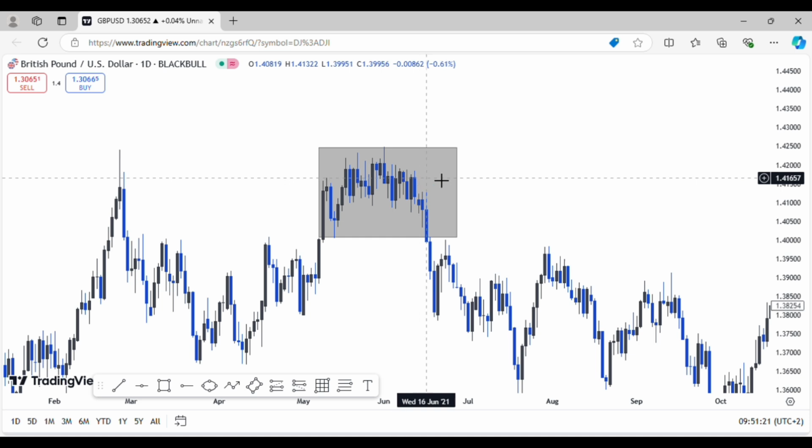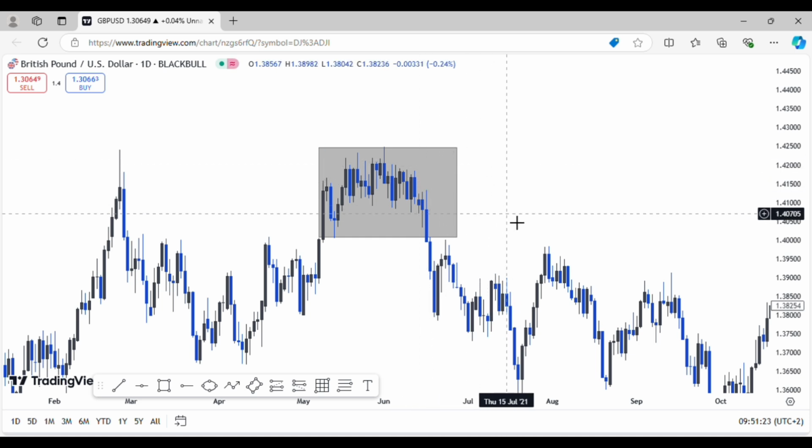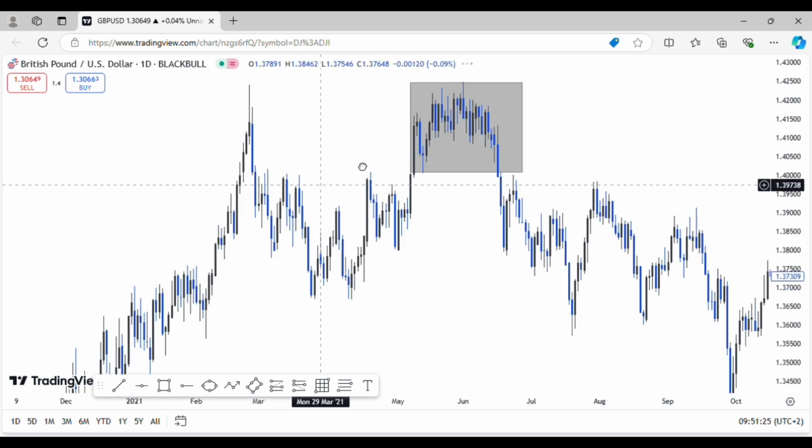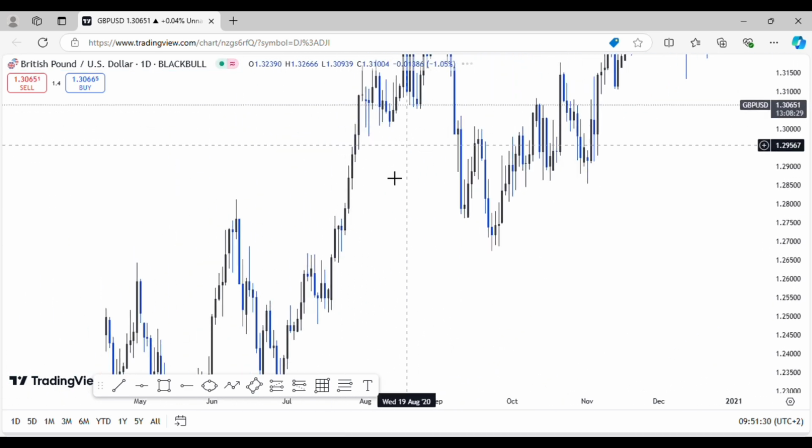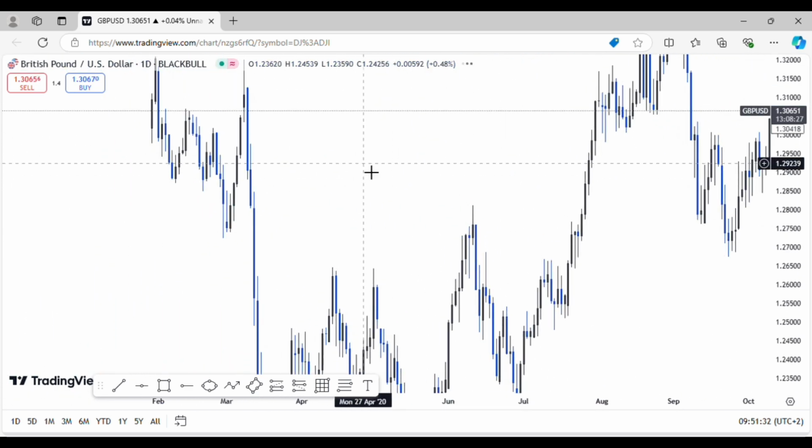Whenever you notice something like this, just stay out of the trade, guys, because you can see that the market is just consolidating. Just avoid blowing your account, thinking that you know what you're doing. Just identify the consolidating phase and just step out of the market.